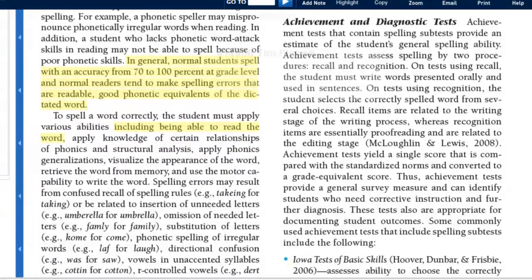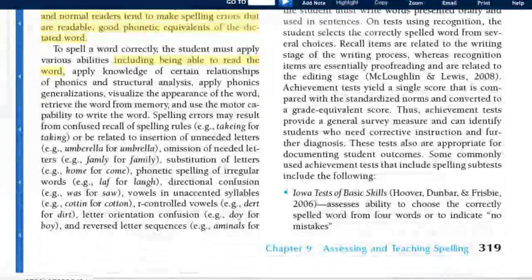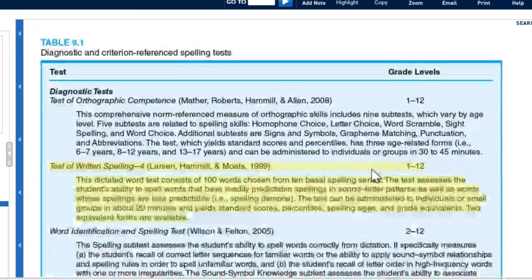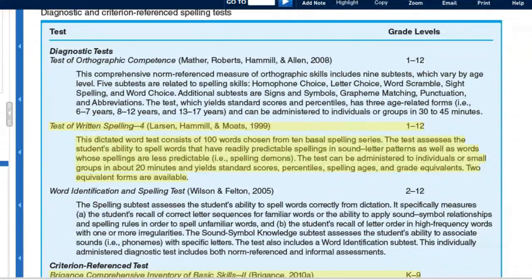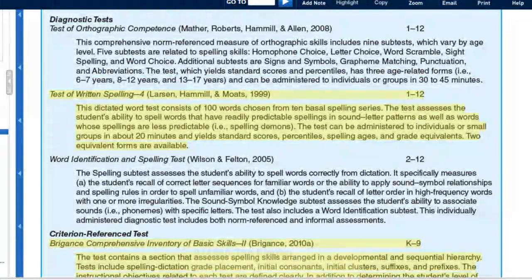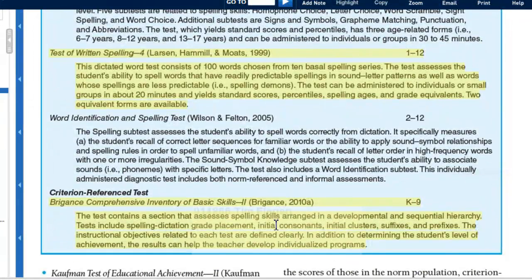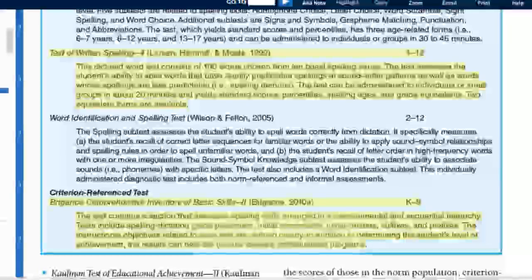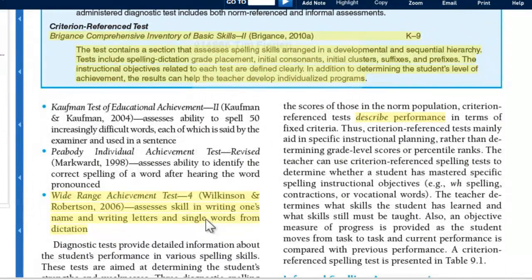Here's the formal spelling ones, achievement and diagnostic tests. And it takes you through some of these. And I didn't give you these. Here's that test of written spelling, and it gives a little description there. And the descriptions are better here. Here's the Brigance, that criterion reference test, and it walks through there. Here's that WRAT. Skill: writing one's name, letters and stuff.